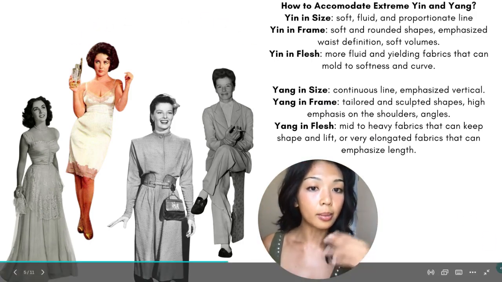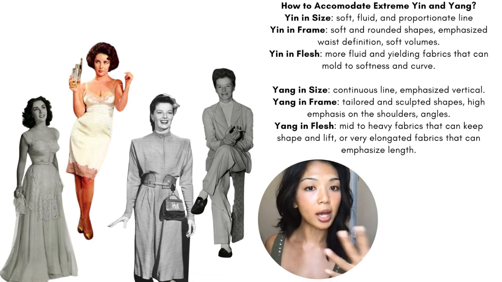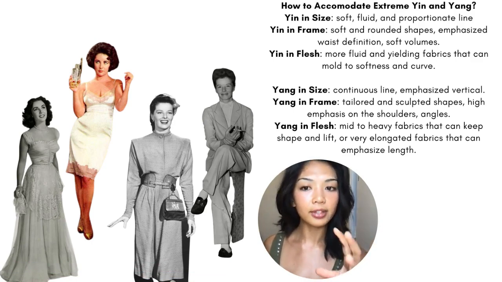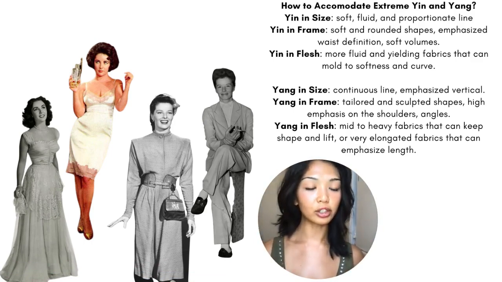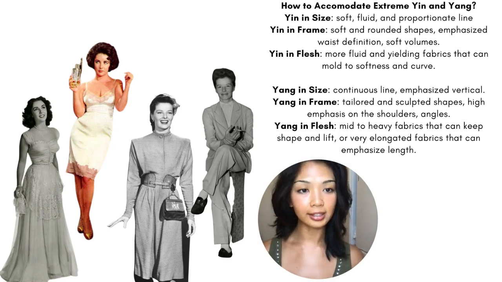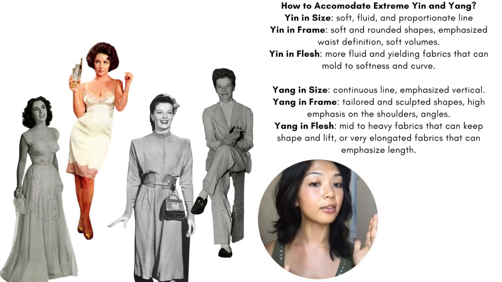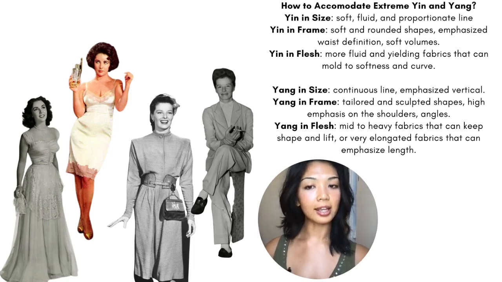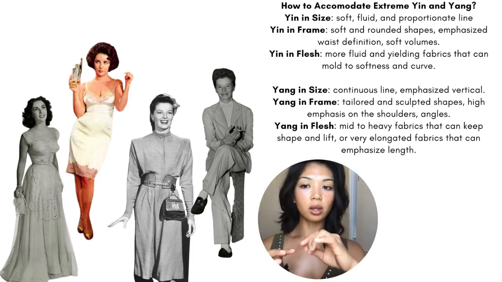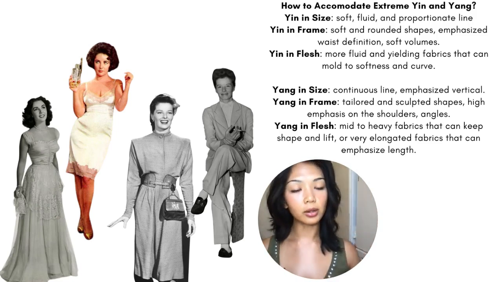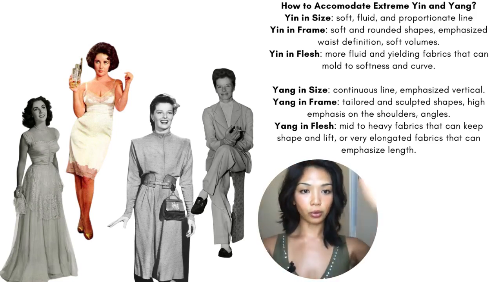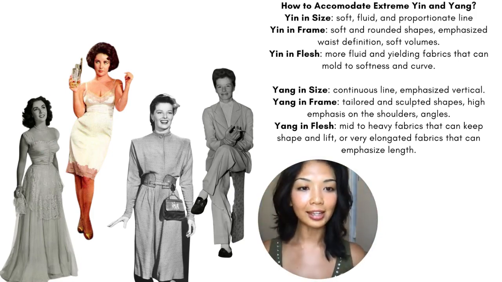Now, in terms of accommodating the yang frame, again, reinforcing their sculptural, architectural body type: emphasis on the shoulders, emphasis on angles, emphasis on linearity and streamlined shapes, crispness, tailoredness, sculptedness. In terms of fabric, mid to heavy fabrics that can keep their shape and that can keep their elongation without having to fall into soft volumes, without being floaty, without being frilly. Those are great for, again, continuing the idea.